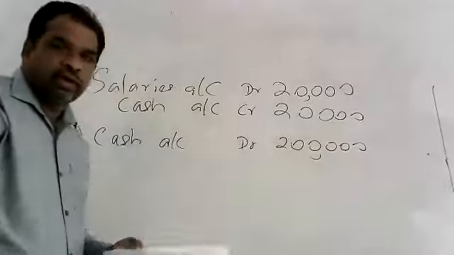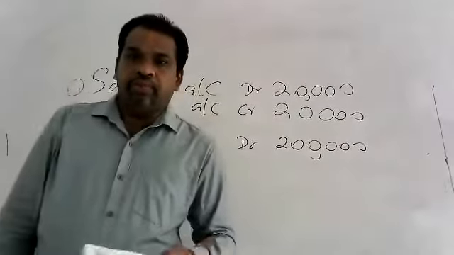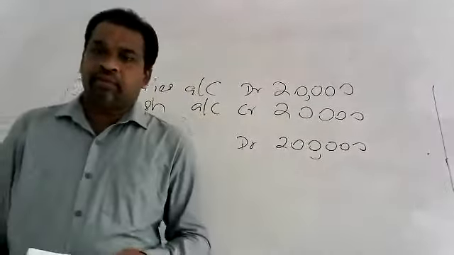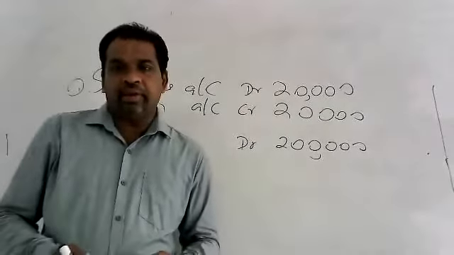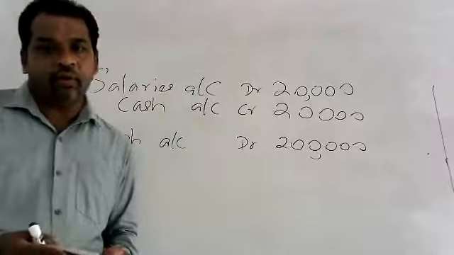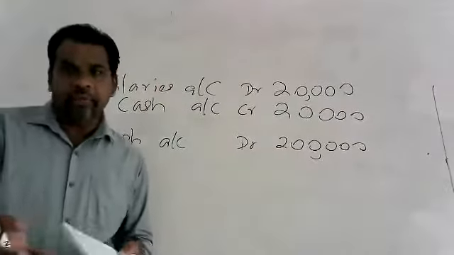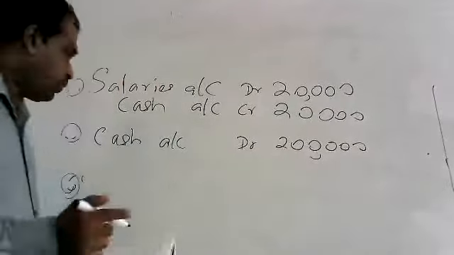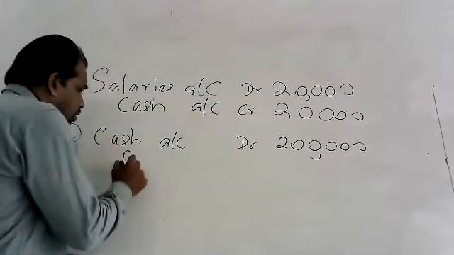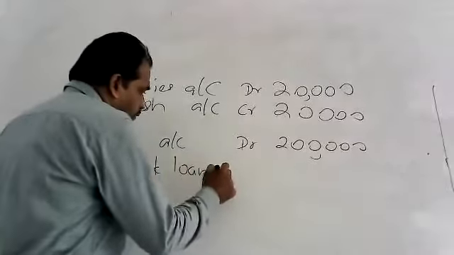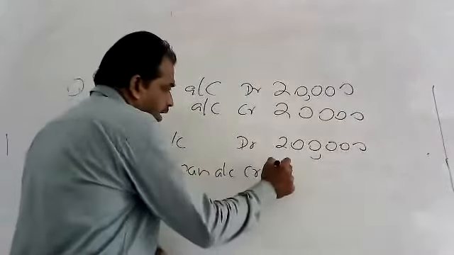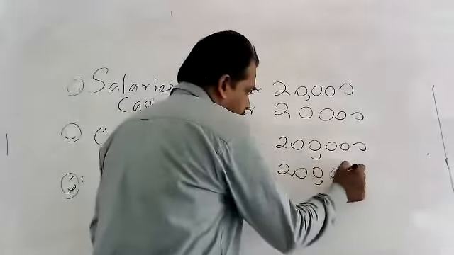And when a business takes a bank loan, it comes under liability. Then they create another liability called bank loan account. Liability increases, credit. So we maintain a separate account called bank loan account and credit to that account 200,000 rupees.